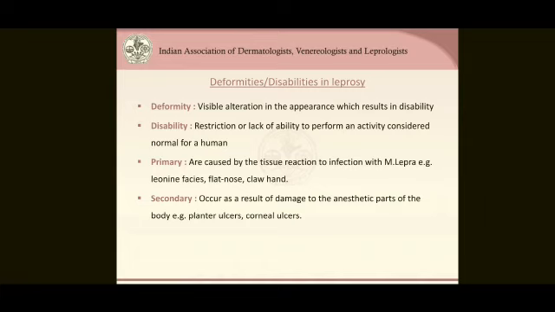Deformity is defined as visible alteration in the appearance which results in disability. Disability is defined as restriction or lack of ability to perform an activity which is considered normal for a human being. Primary and secondary: primary are caused by the tissue reaction to the infection with M. leprae, that is leonine facies, flat nose, claw hand. Secondary ones occur as a result of damage to the anesthetic parts of the body, that is plantar ulcers or corneal ulcers.